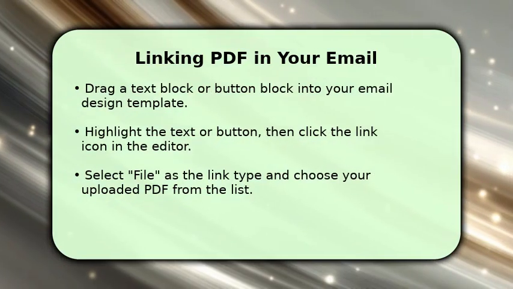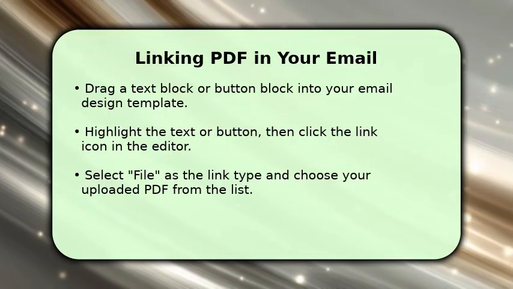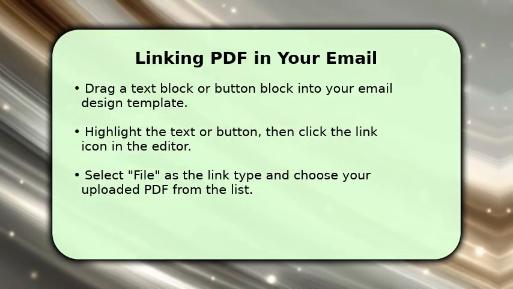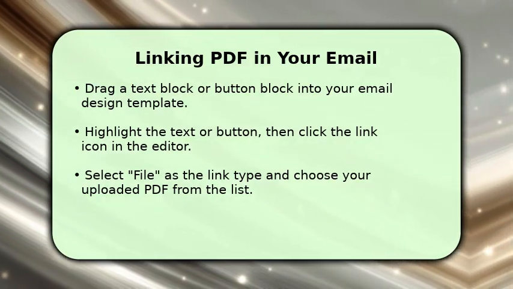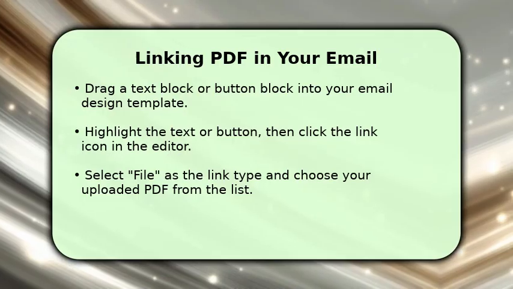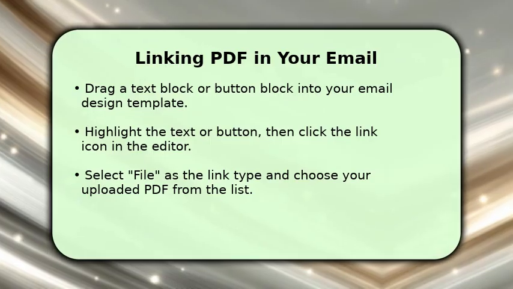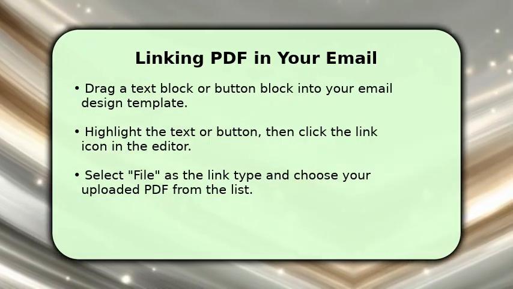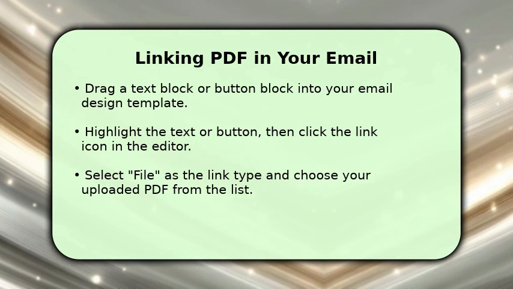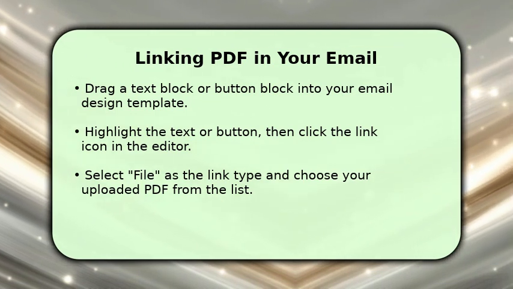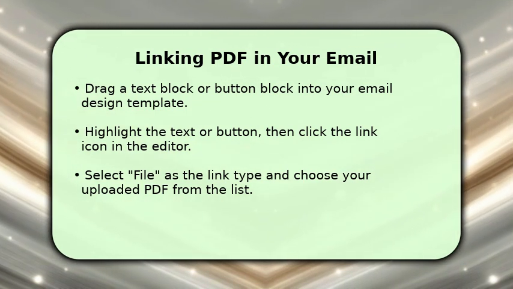Now, let's link that PDF in your email. Within your email design, you can use a text block or a button block. Type out your call to action, like download our guide, then highlight that text. Click the link icon in the editor, choose File as the link type, and select your recently uploaded PDF. It's that simple to create an accessible download for your audience.